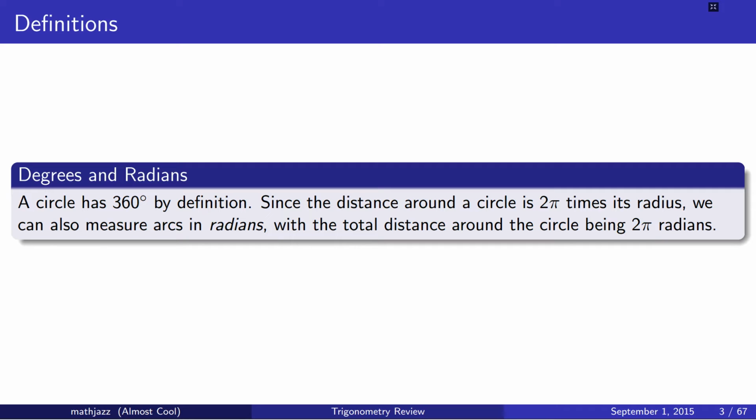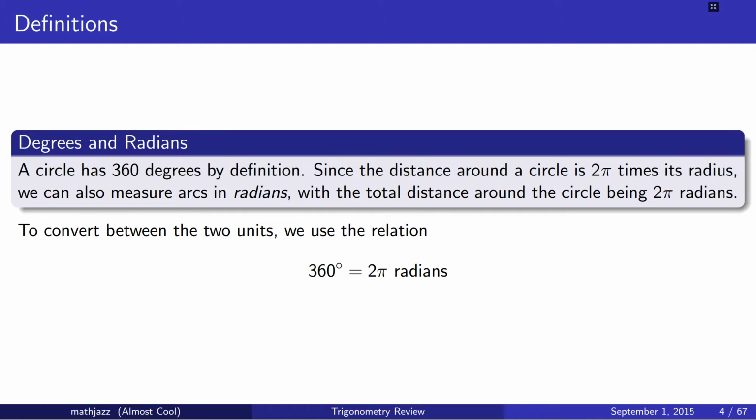So we can either talk about an angle being a 180-degree angle, or we can talk about it being pi radians of an angle. To convert between the two units, we use the relationship that once around the circle in degrees is 360, and once around the circle in radians is 2 pi. So this equation gives us the ability to convert between degrees and radians.